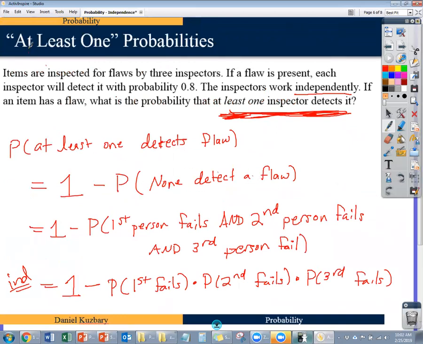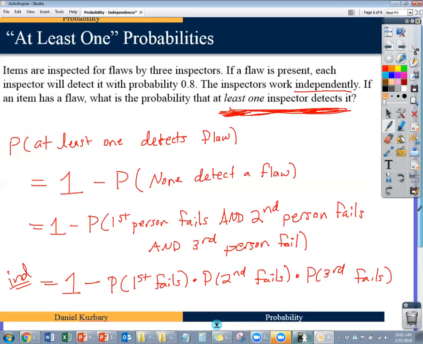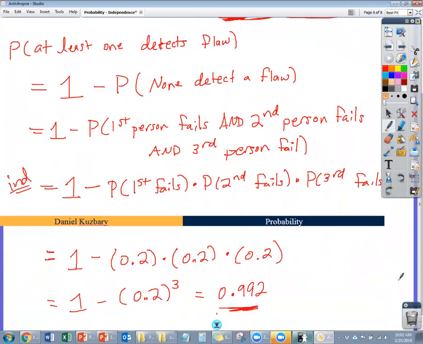So when you see problems, and you'll probably see problems that say at least 1, this is how I would suggest doing it. I would try to follow this scheme: do 1 minus none, and then see if you can break up those things. So this is a pretty complex problem, and it uses the multiplication rule for independent events.